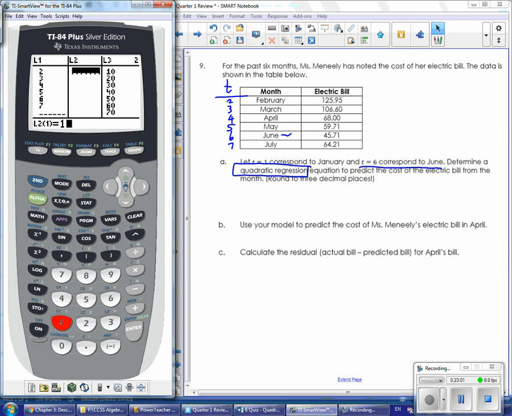So in February, my bill was $125.95. And then in March, it was $106.60. And then in April, it was only 68 bucks. I was really cutting back. And then in May, it was $59.71. In June, it was only $45.71. And in July, it was $64.21. Okay.